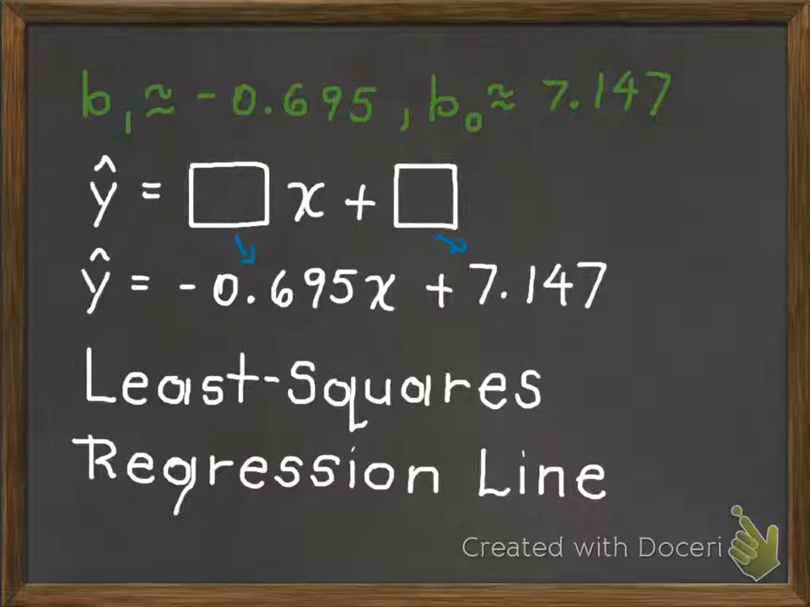So the slope would go in the box before the x, that's the x coefficient, and the y-intercept would go in the second box. And there you have the least squares regression line, the equation for the least squares regression line. Y cap is equal to minus 0.695x plus 7.147.